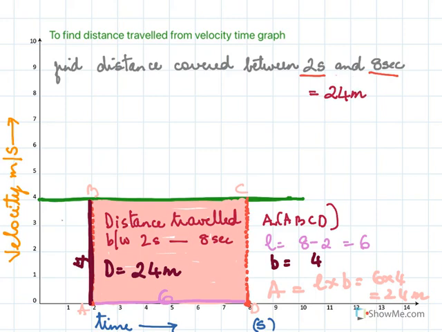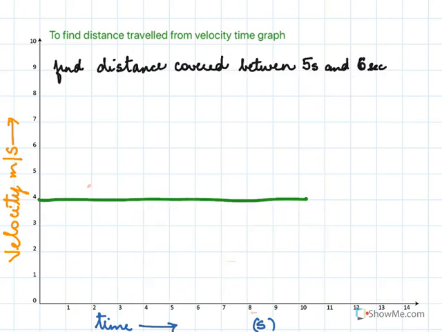How did we find it? We just found the area below the velocity time graph. Now for the third, let's find the distance covered between 5 seconds and 6 seconds. So here is my 5 second mark, and this is my 6 second. And now I have to find the area.